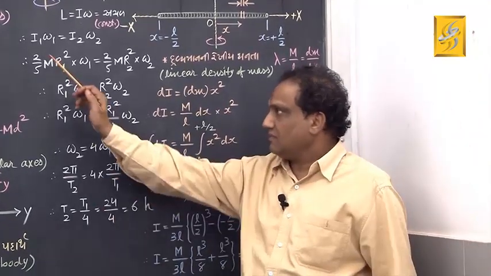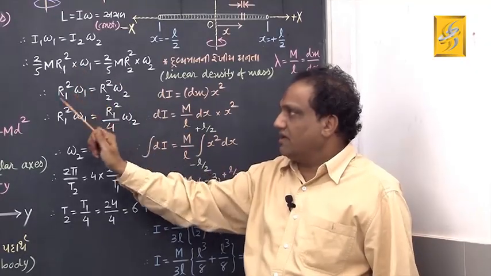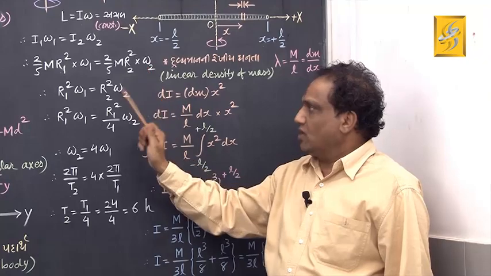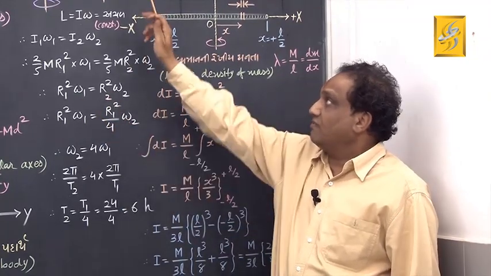Fine. 2 by 5 M is getting cancelled from both the sides. R1 square omega1 as it is, R2 square omega2 as it is. R1 square omega1 as it is, but what is R2 square from here?